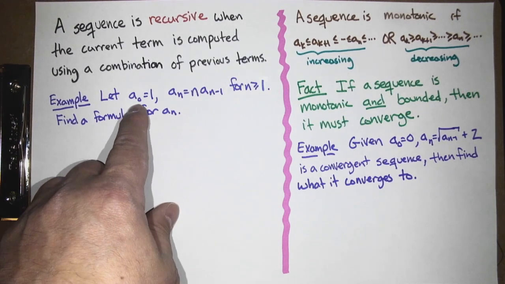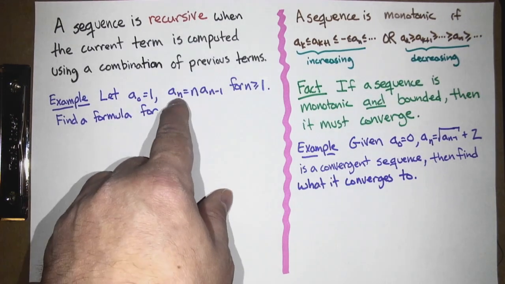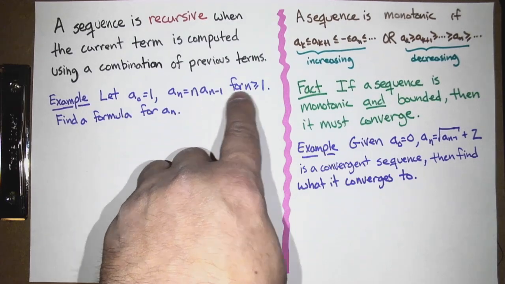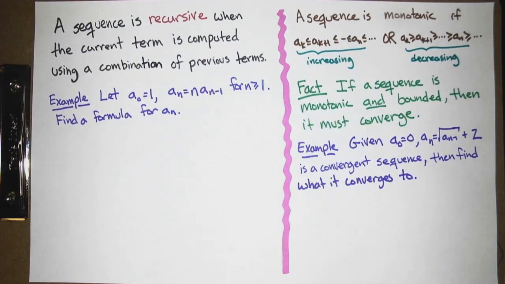Suppose we say a0 equals 1. a sub n is n times a sub n minus 1 for n greater than or equal to 1. Find a formula for a sub n. All right, so let's make sure we understand what's going on.